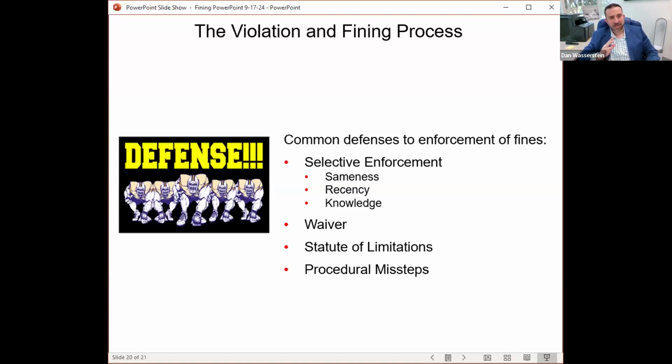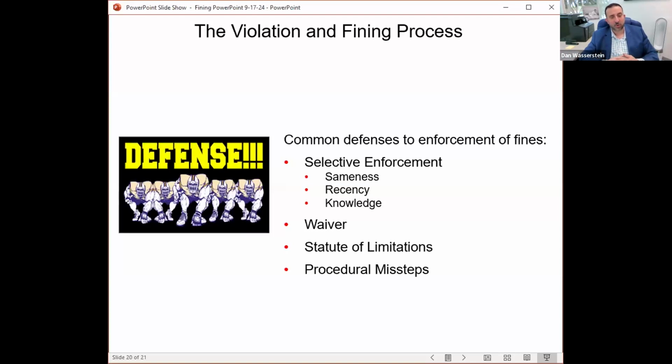The last and most common defense we get to enforcement of fines, and this is the big one, procedural missteps. You've heard today of the steps of how you go from sending a warning, a committee, 14-day notice. You've got to have a committee meeting. After the committee meeting, you have to send a letter. And then in an HOA, there's all these time frames that go along with that letter.